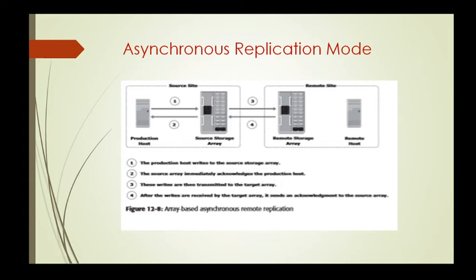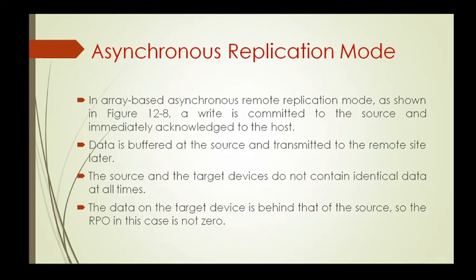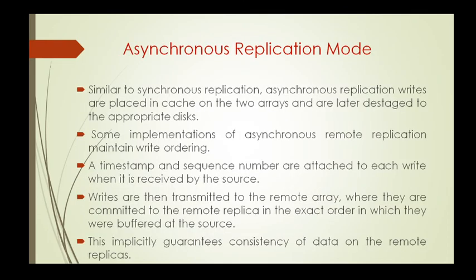A timestamp and sequence number are attached to each write when it is received by the source. Writes are then transmitted to the remote array, where they are committed to the remote replica in the exact order in which they were buffered at the source. This will implicitly guarantee the consistency of the data on the remote replicas. Other implementations ensure consistency by leveraging the dependent write principle inherent in most DBMS.